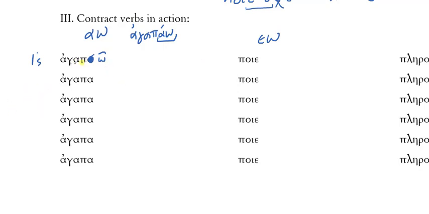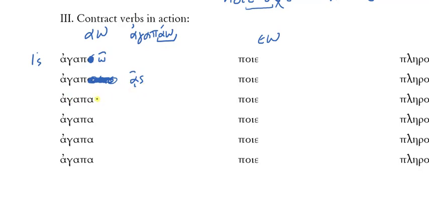So we learned agapao. What am I going to do here with agapa for the second singular? I'm going to add epsilon iota sigma, agapaeis. And now I'm going to have some contraction issues, right? What's epsilon going to become? This is going to become a long alpha, and the iota will subscript, and then that sigma will stay. So at the end of it all, I'm going to have agapas, and I'll have a circumflex there, agapas.